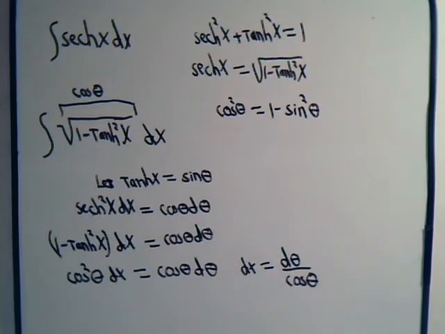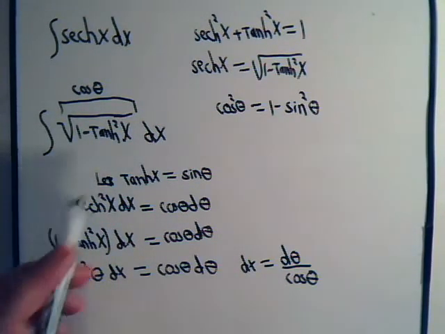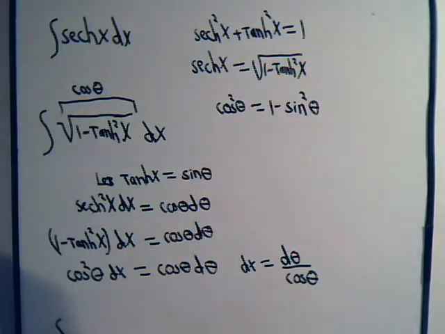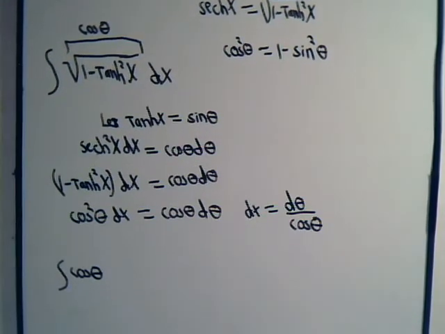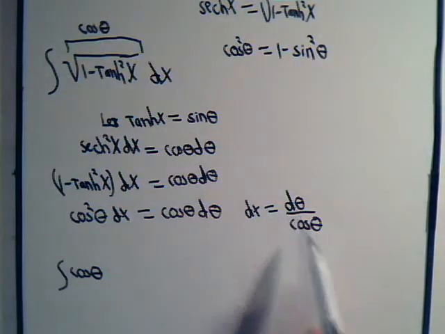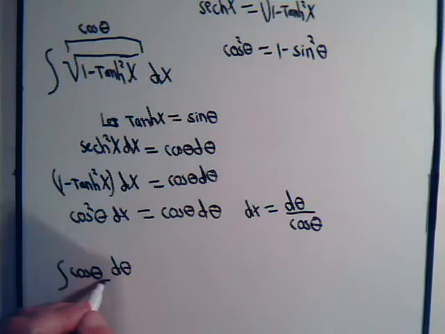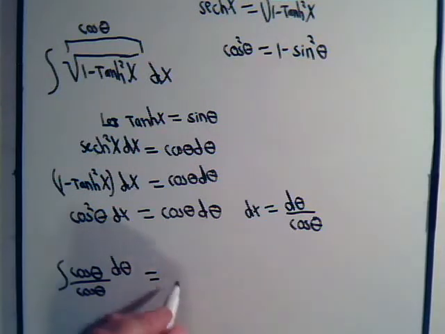So let's go back to our integral here. We have this, which is the cosine of theta. And dx is d theta divided by the cosine of theta. So this is just theta, the integral of d theta, which is theta.